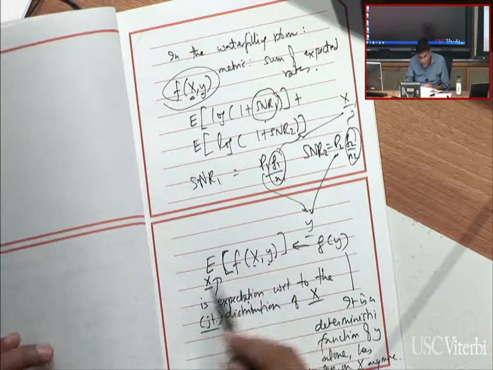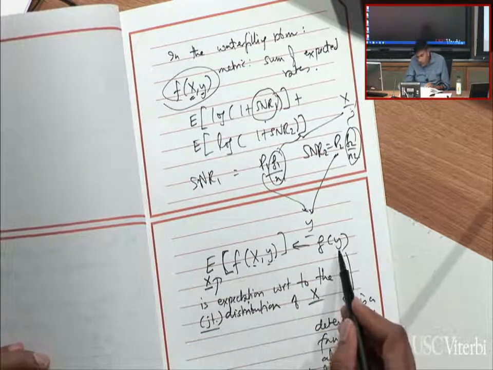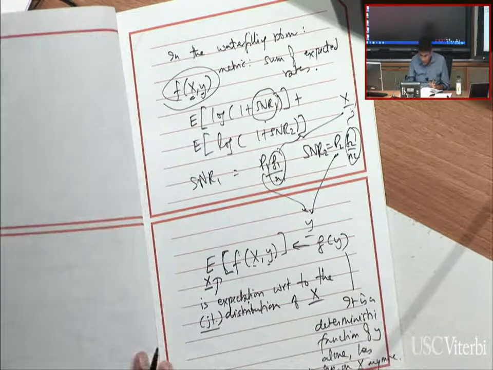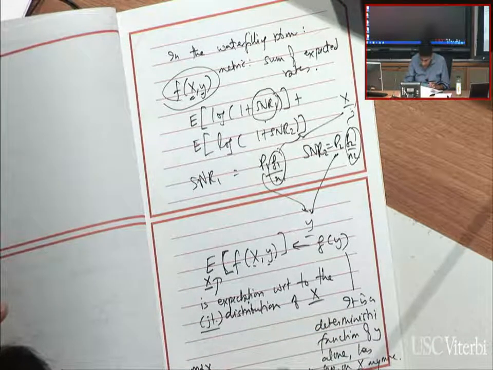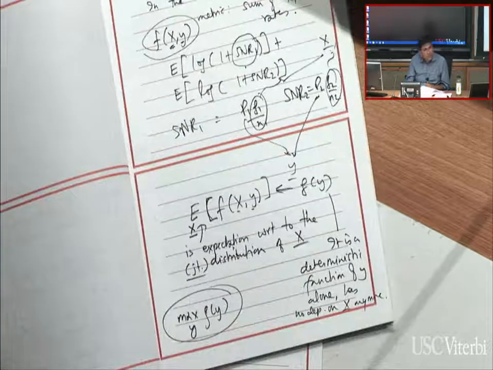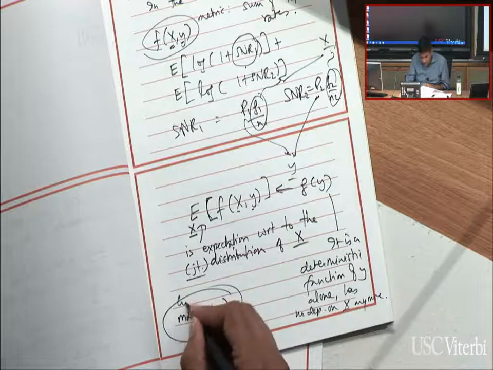So if you want to maximize this function, you just want to know for what y it is the highest, and that's the answer we're looking for. So maximize. This is the optimization that we're trying to do. So this is the goal.